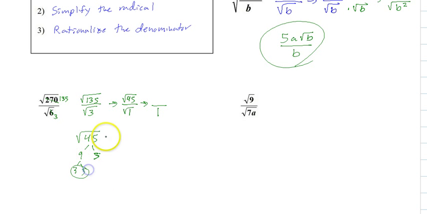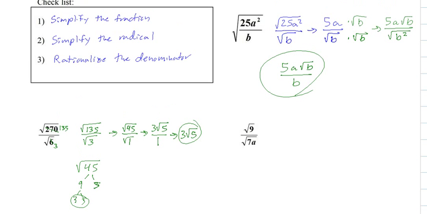So we have a pair of 3's and 1 5 left inside. And there it is, 3 square root of 5. So rationalizing was not needed. Alright, let's go for the next one. So that would give us a 3 over square root of 7a. And there's nothing else we can do with those two.